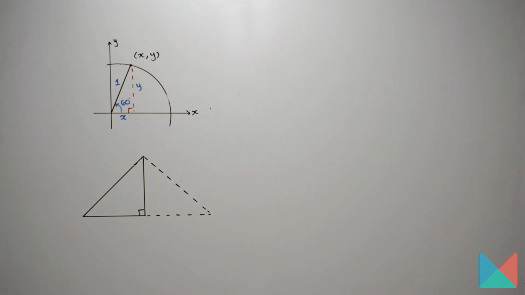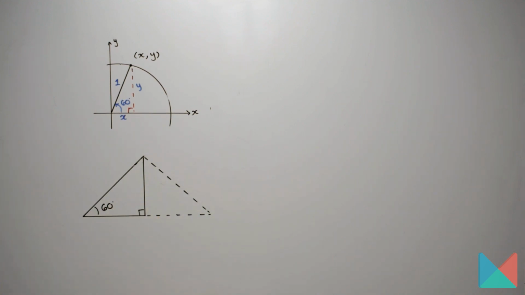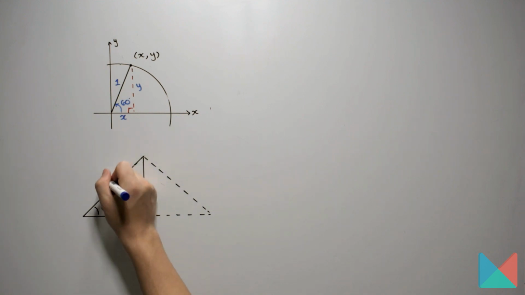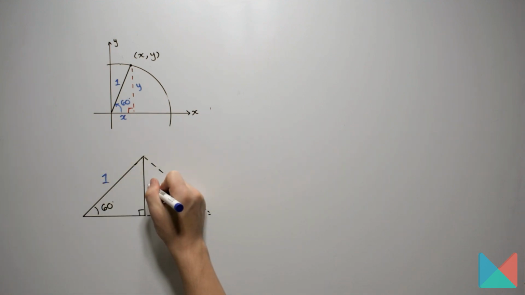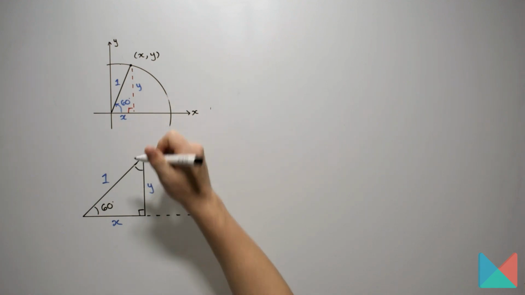Now we're going to label these sides and angles into this triangle below, and so we have our angle of 60 degrees down here, and we have our hypotenuse of length 1, our opposite with y, and our adjacent with x. Now because the sum of the angles in a triangle adds up to 180 degrees, this angle here must be 30 degrees.